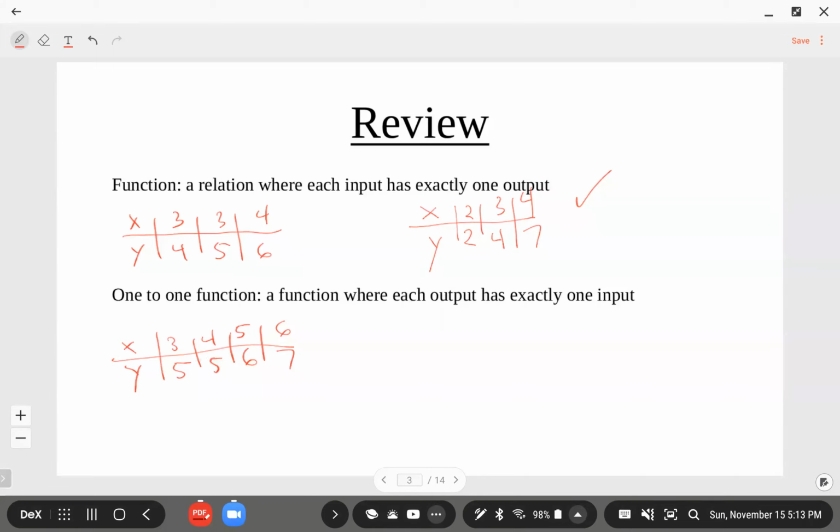That is why it is not a one-to-one function. If you see an output that appears twice or even more in a function, then that is not a one-to-one function. Same with just finding out if a relation is a function. If there is an input that occurs twice or even more in this relation, then this relation is not a function. Okay, let's do a warm-up question.